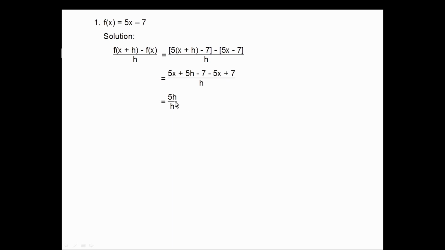Okay, I can now cancel the h's. I'm left with 5. So the difference quotient evaluated to be 5. Notice the slope of this line is 5. For a linear function, the difference quotient is the slope, but that's only for linear functions.